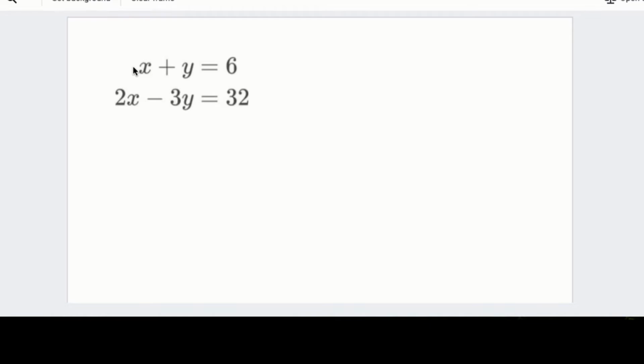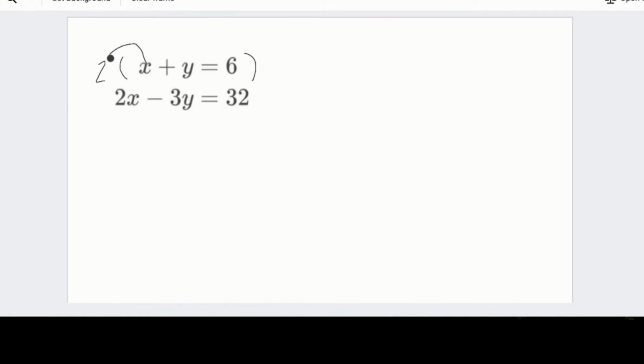Since we have 1x and 2x, if we multiply the top by 2, then we'll have 2x and 2x, and we can eliminate the x. So in some cases, it doesn't matter which one you choose, you can eliminate either one. So I'm just going to multiply the top equation by 2.